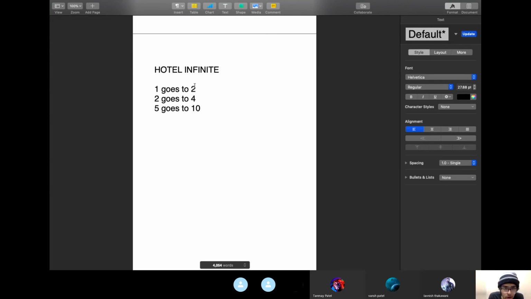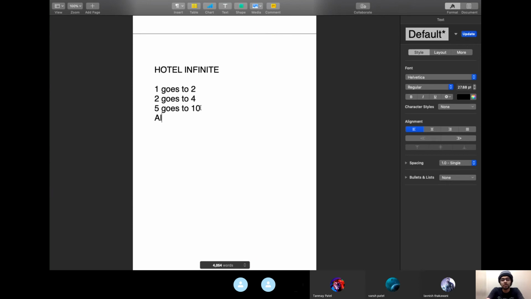All the even numbers are occupied because even numbers are all divisible by 2. Remember that. If we double every number, we'll get an even number. So 1 went to 2, 2 went to 4, 3 went to 6, 4 went to 8, 5 went to 10, and all even numbers are occupied. All the odd number rooms are vacant because you cannot multiply something by 2 and get an odd number. You'll always get an even number.